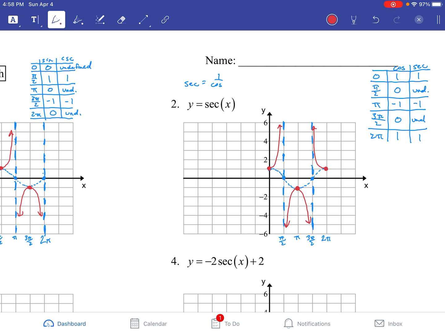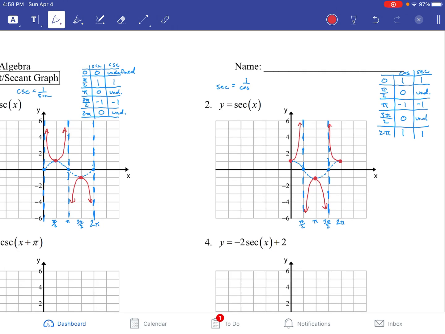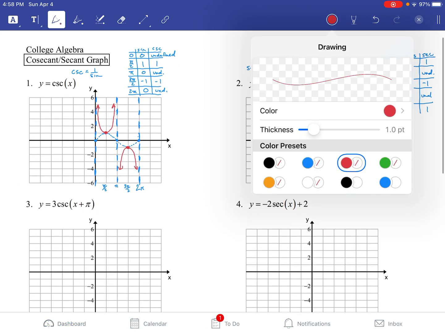So that is it. You're going to graph the sine and cosine graph first, including all its period changes or amplitude changes or phase shifts, and then on top of that graph, you're going to put the asymptotes and then the parabola type shapes for the secant and cosecant. So let's look at what that looks like in real life.